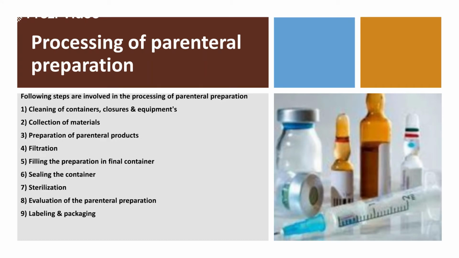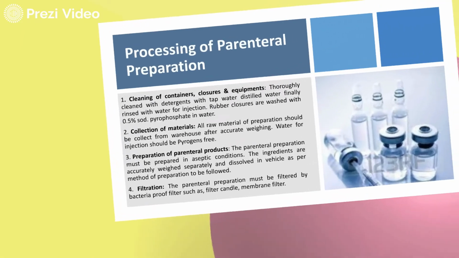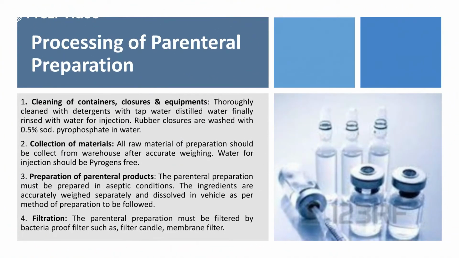My dear students, you must understand that when we talk about parenteral products, you have to maintain aseptic conditions. Every production house maintains a separate set of conditions for parenteral products, because they enter the bloodstream directly, and they have to be totally free of microorganisms. Pyrogen testing is conducted. So you have to be very particular when you manufacture parenteral products. The process starts from the cleaning of containers and equipment. Rubber closures have to be specifically cleaned with 0.5% sodium pyrophosphate.